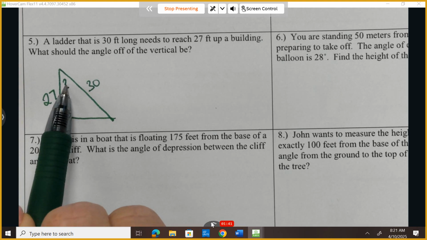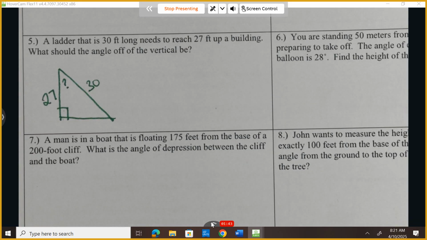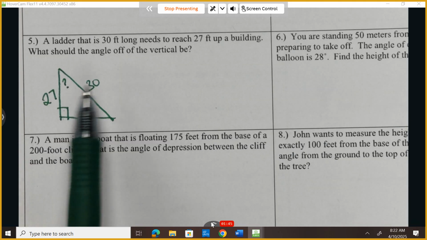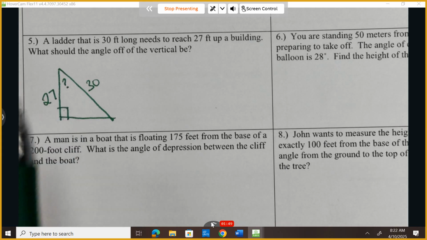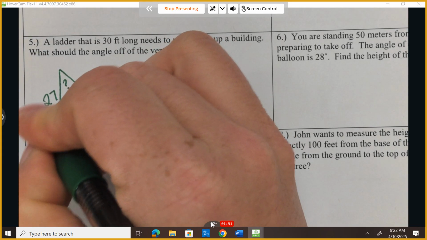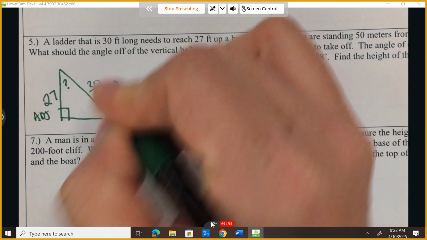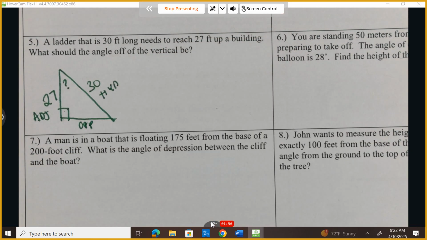So when I look at this angle that I want to determine, I think to myself, what is the 27? What is the 30? We would call 27 the adjacent, and I'm going to write that down. This would be the hypotenuse, and this would be the opposite. So now I think, what major trig function, sine, cosine, tangent, specifically talks about adjacent and hypotenuse.